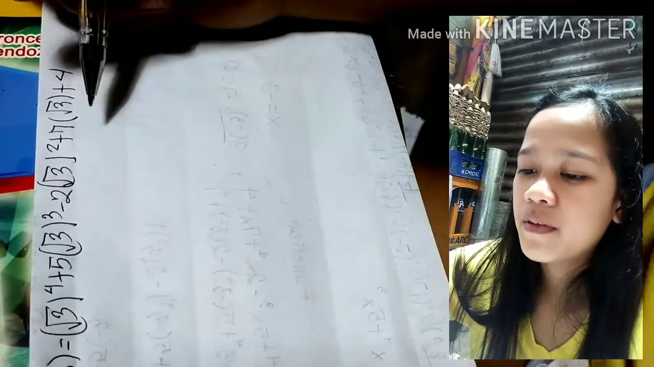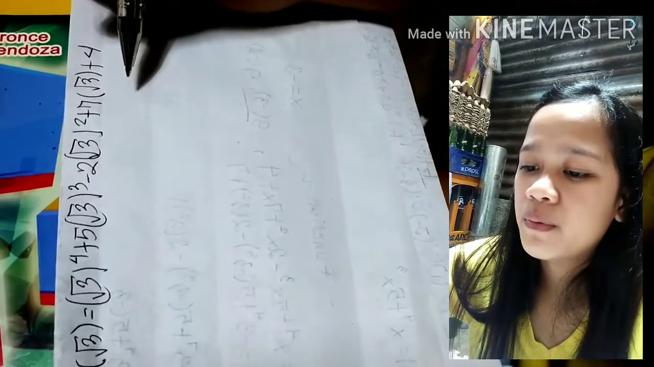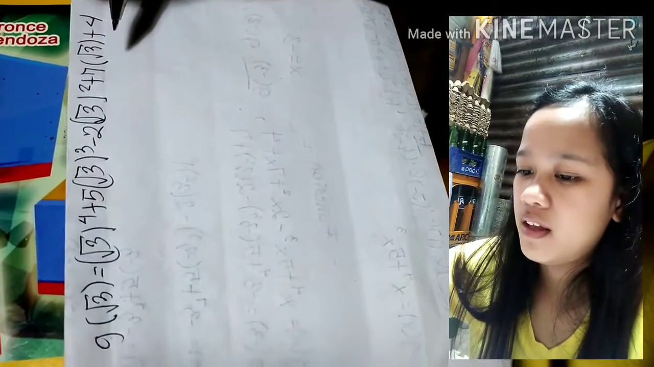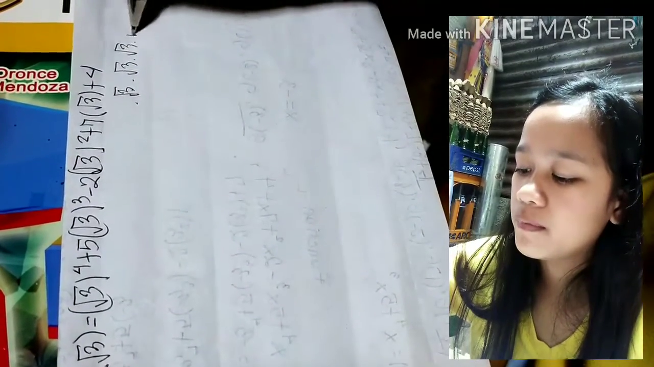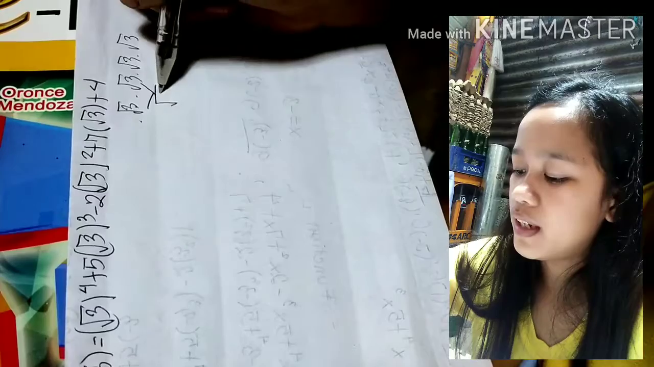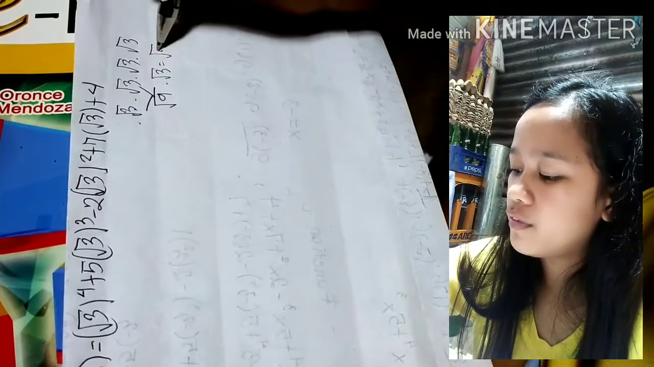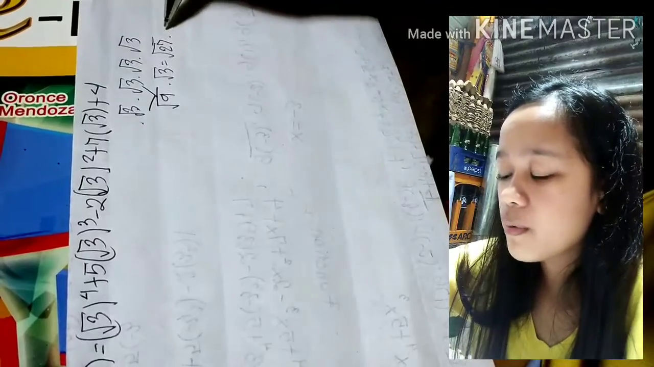So next, we will simplify the number with exponent. The exponent will tell how many times we will multiply the number by itself. For example, square root of 3 times square root of 3 times square root of 3 times square root of 3. So square root of 3 times square root of 3 equals square root of 9, times square root of 3 equals square root of 27, times square root of 3 equals square root of 81.